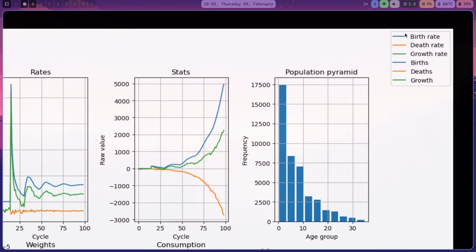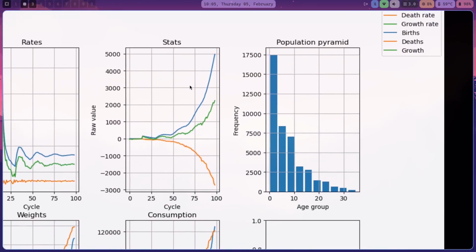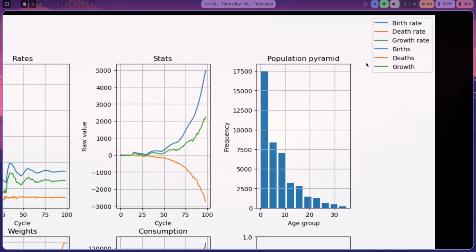We have the rates of different things, and you'll see that blue is the birth rate, orange is the death rate, and green is the growth rate. So that's what everything on this image is. You can see that the growth rate is, of course, a little bit less than the birth rate just because we have a negative death rate, right? Then we have raw stats, which would be not the rates, but the exact amounts of things. And you can see they have the same color coding as before.